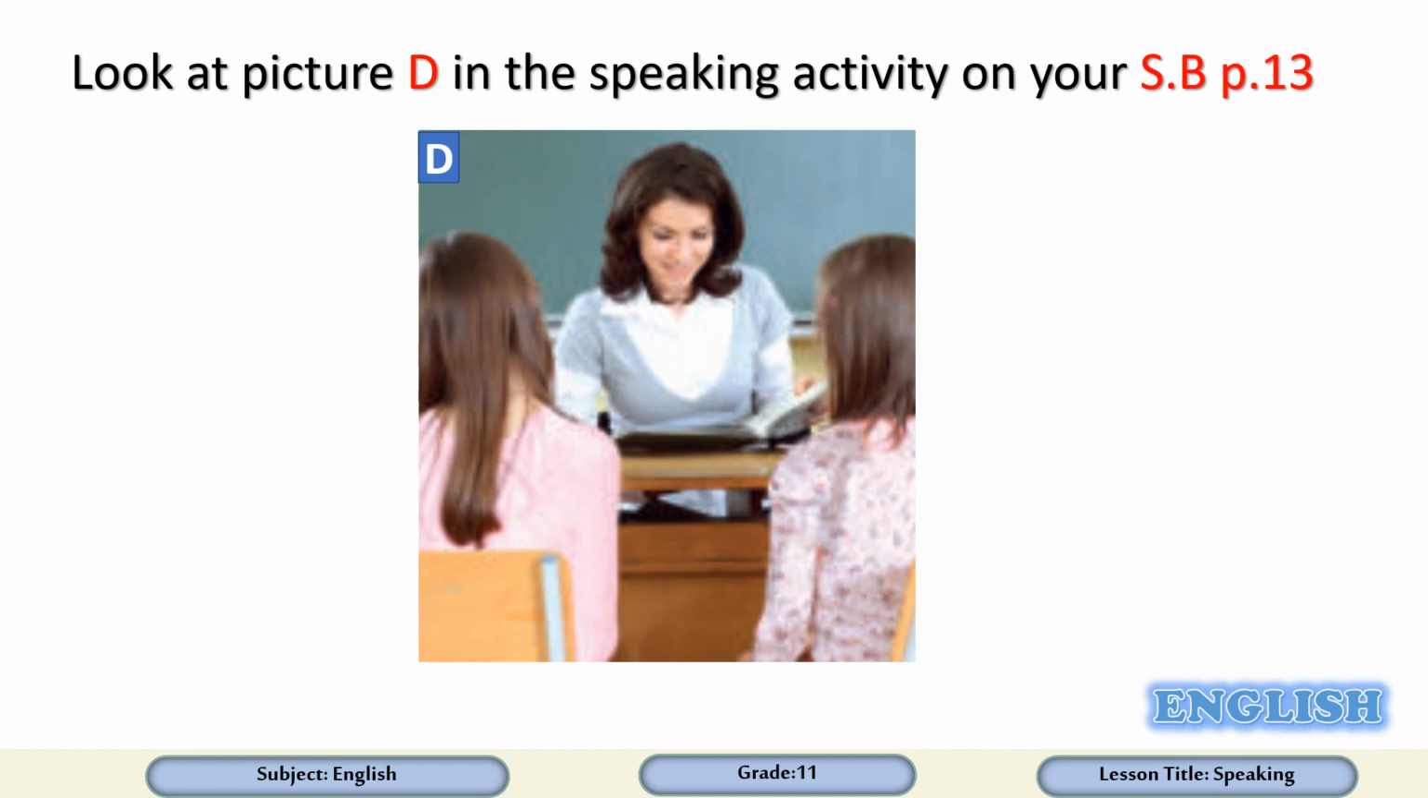Look at picture D now. What do you see? Yes, very good. There is a woman and two little girls. What's between them? Yes, very good. It's a book. So it's easy to guess the job of this woman. She is, yeah, thank you. She is a teacher.